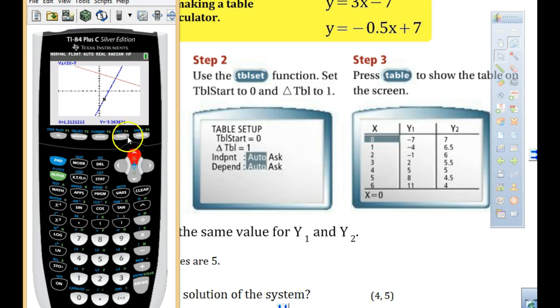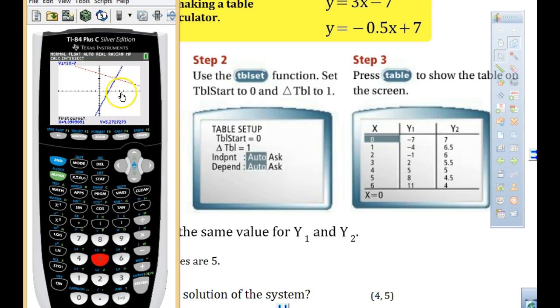We're going to do even better than tracing, because if we look at this solution, we can get really close, but because these have all these little tiny pixels for your graph, we might not see exactly the 4, 5, right? So it says 4.099, 5.2, which is pretty much that 4, 5. So hit the second button, and then hit the trace button. And it says, what do you want to calculate? And we want to calculate the intersection. So we're going to hit 5.